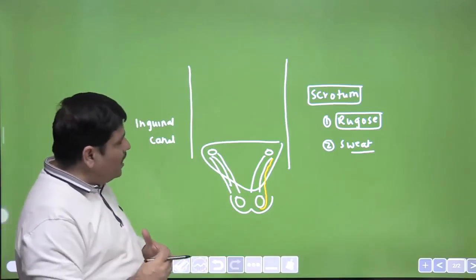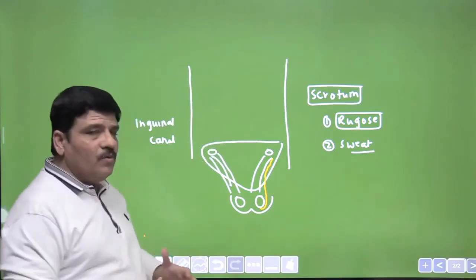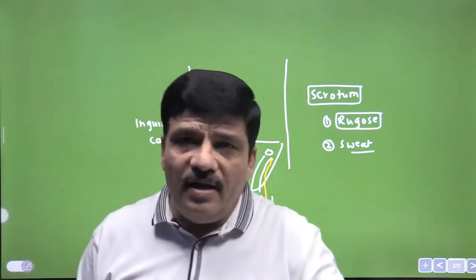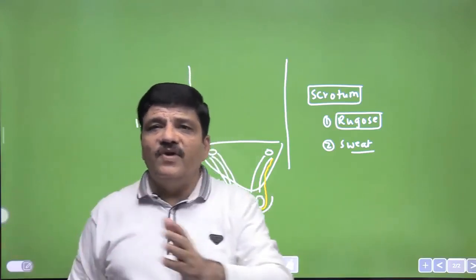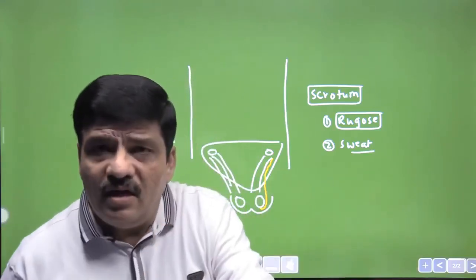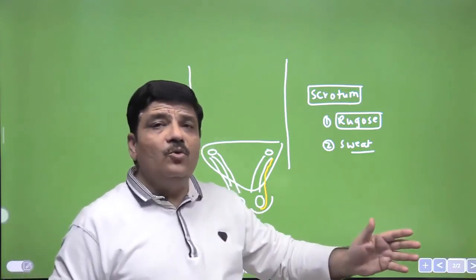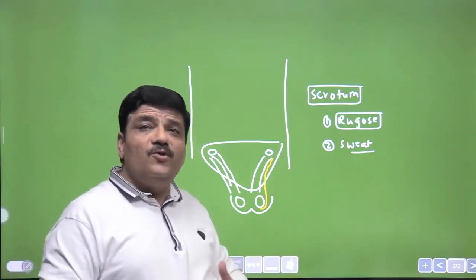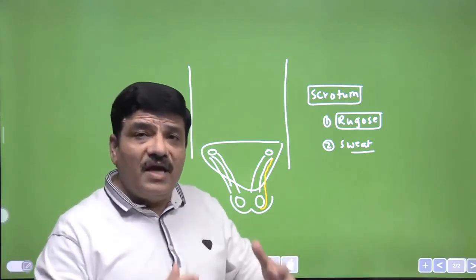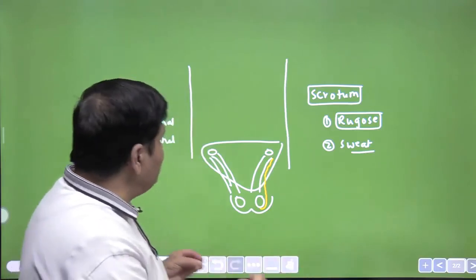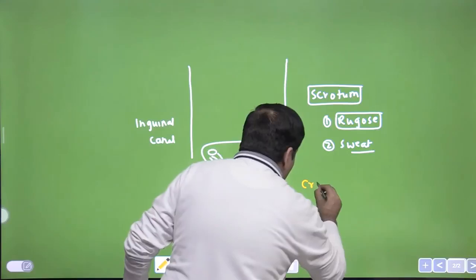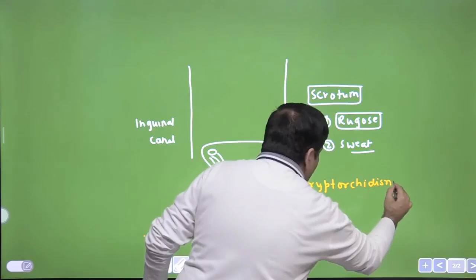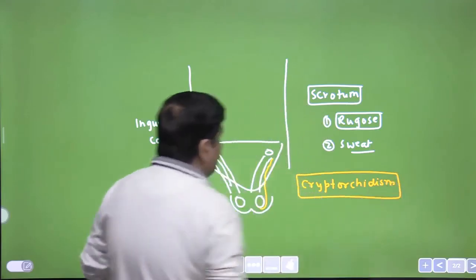Another extension would be: if the testes fail to descend, what is going to happen? We know that testes are involved in the production of the male gametes, and male gametes are responsible for fertility. If fertility is adversely affected, it may lead to infertility or sterility. Sterility would be the inability to produce the gamete, and this can be a consequence of the failure of the testes to descend. This is called cryptorchidism. I hope this is absolutely clear.